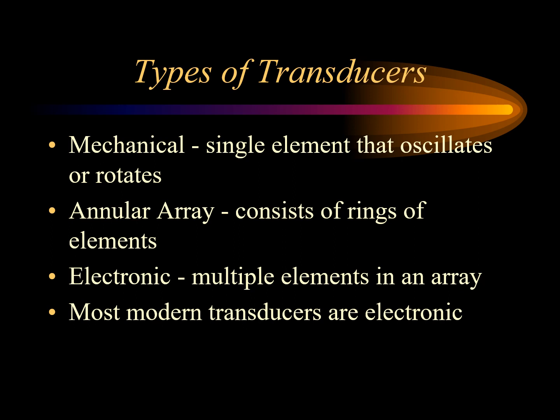There are many types of transducers. First one is going to be a mechanical transducer, which is a single element that oscillates or rotates within the probe. This type of transducer actually has rotating or moving parts within it. An annular array consists of rings of elements within the transducer. And then most modern transducers nowadays are electronic, which have multiple elements in an array.